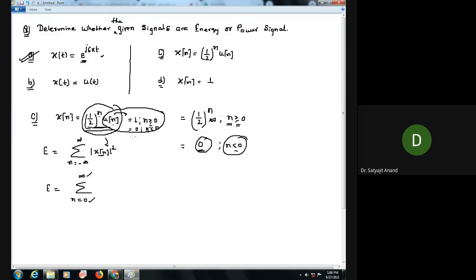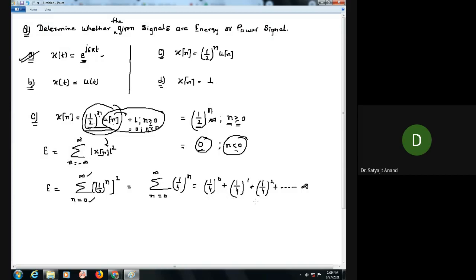And in this range, we have the function (1/2)^n. So you put it here. So this is (1/2)^n for x[n], and this is whole square. Now you have to solve it. This is n equal to 0 to infinity. This gives you (1/4)^n. Why 1/4? (1/2) whole square is what? 1/4. So (1/4)^n. Now you open it. Put n equal to 0: (1/4)^0. n equal to 1: (1/4)^1. n equal to 2: (1/4)^2. And so forth. This way it goes up to infinity.